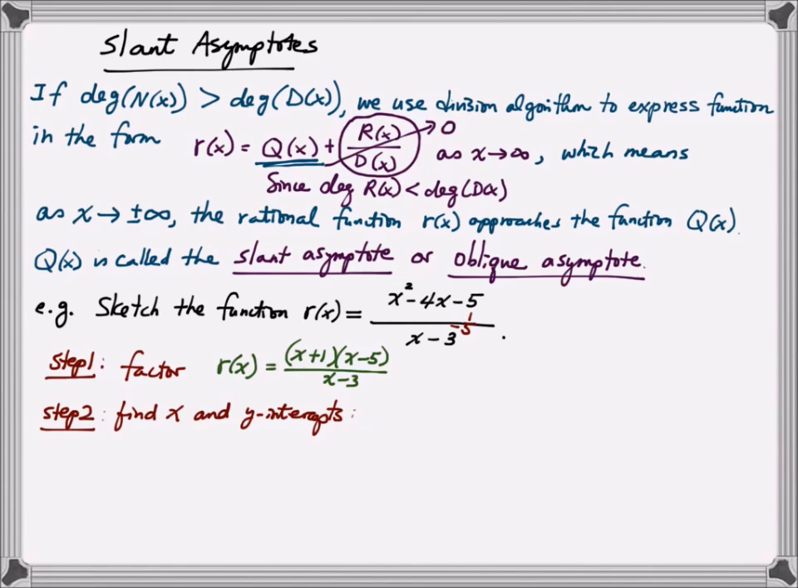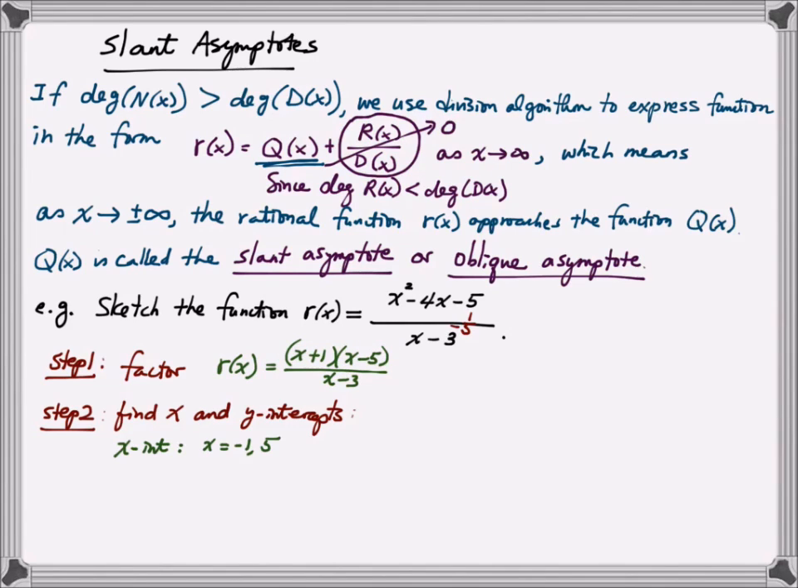Next, we find the x and y-intercepts. For the x-intercepts, we set the rational function to 0, and recall that the rational function can only be equal to 0 if the numerator is equal to 0, which means we set this top portion equal to 0, and that means x has to be -1 or 5.